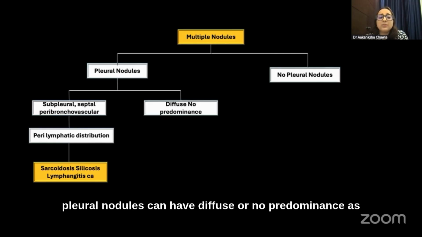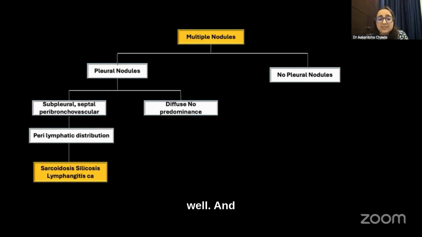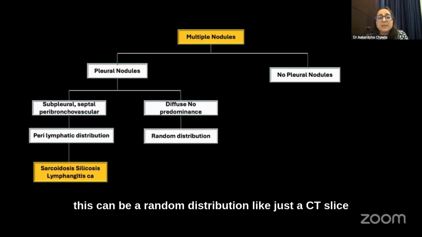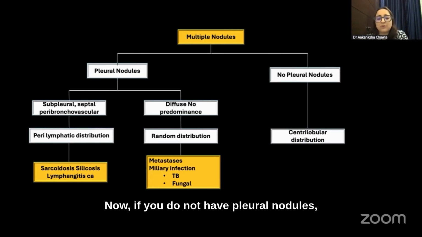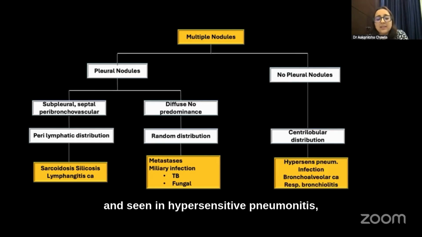Now, pleural nodules can have diffuse or no predominance as well. This can be a random distribution, like the CT slice we discussed, and can be seen in patients with metastasis, tuberculosis, fungal infections. Now, if you do not have pleural nodules, then it's a centrilobular distribution of nodules, seen in hypersensitivity pneumonitis, respiratory bronchiolitis, and bronchoalveolar carcinoma patients.